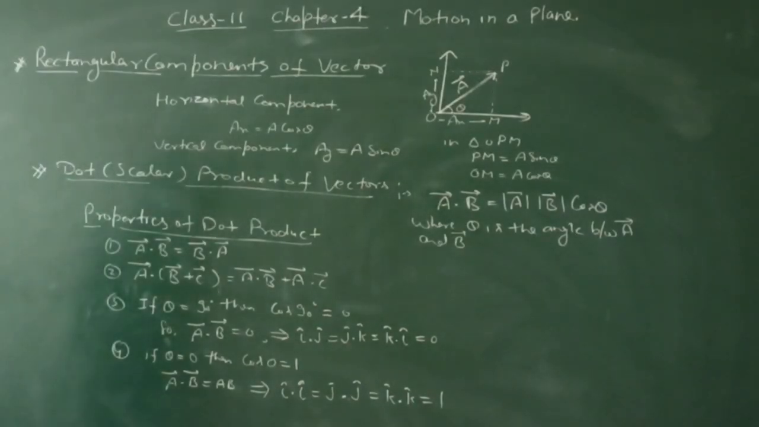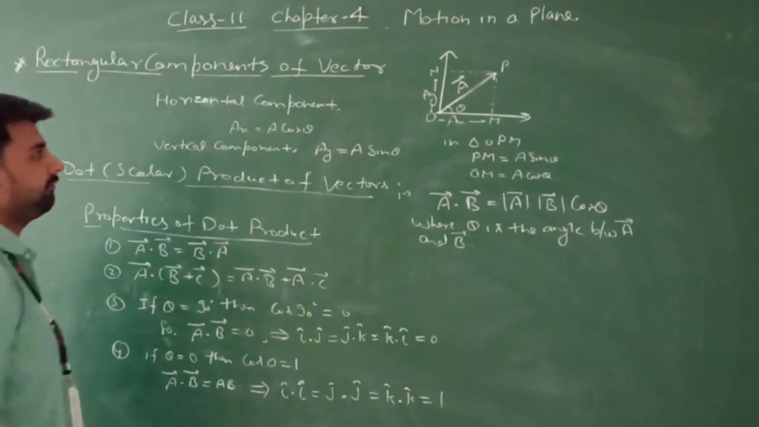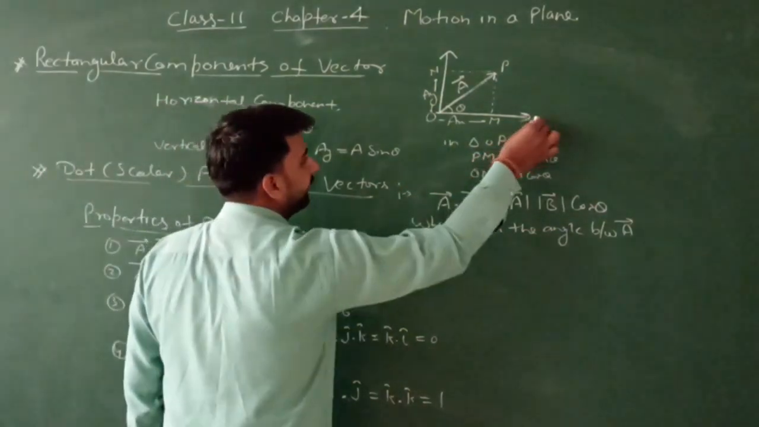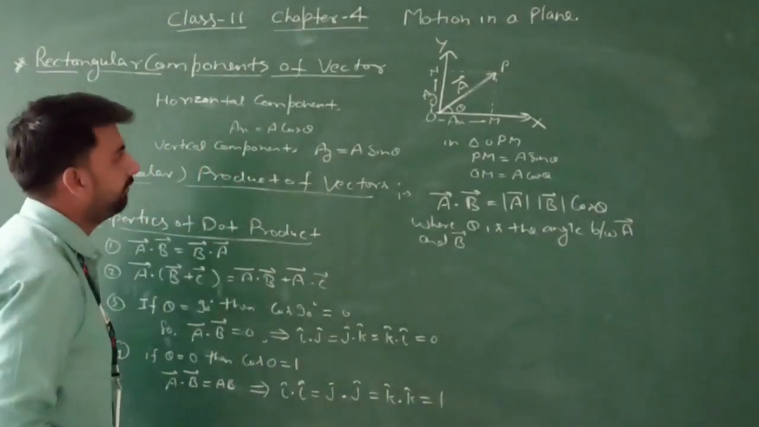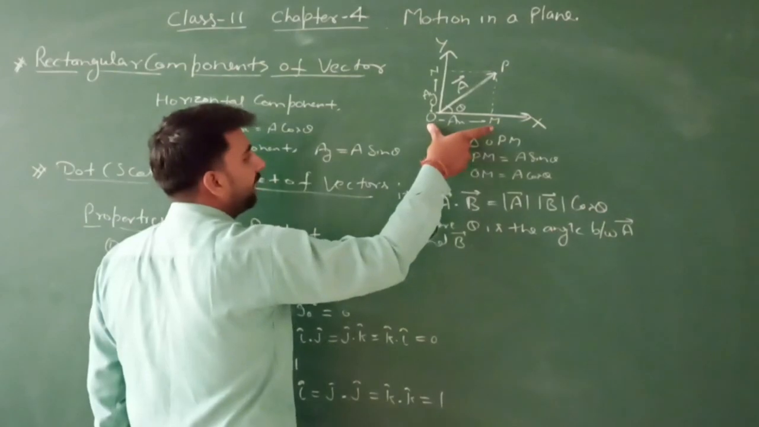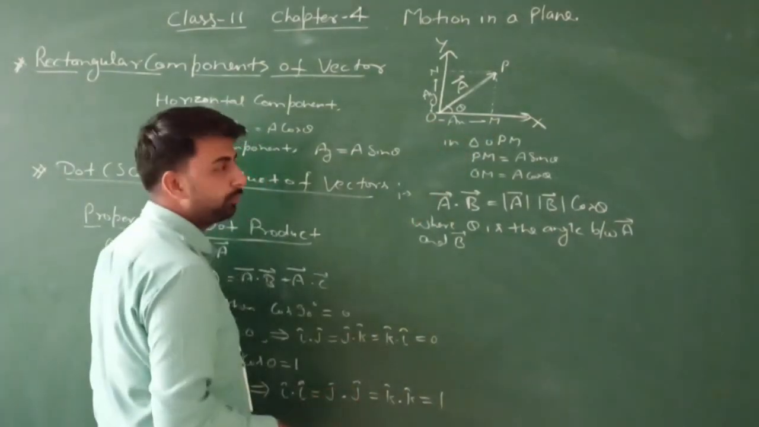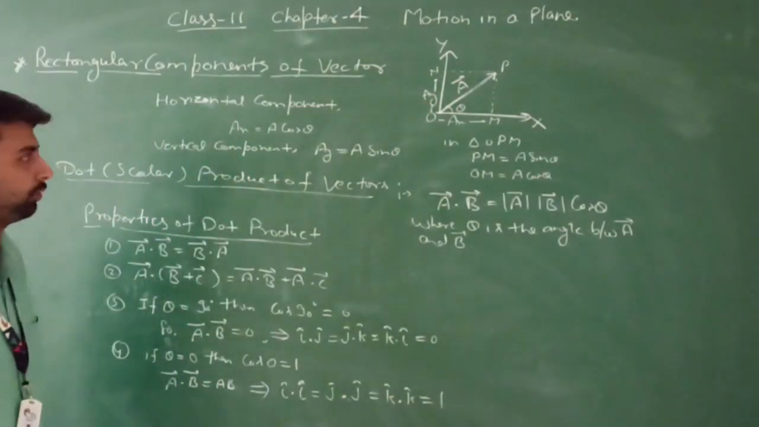Hello students, in this video we discuss the rectangular components of a vector. If we have a vector, and this is our x-axis and this is our y-axis, then the projection of A along the x-axis is known as the horizontal component, and the projection of A along the y-axis is known as the vertical component.